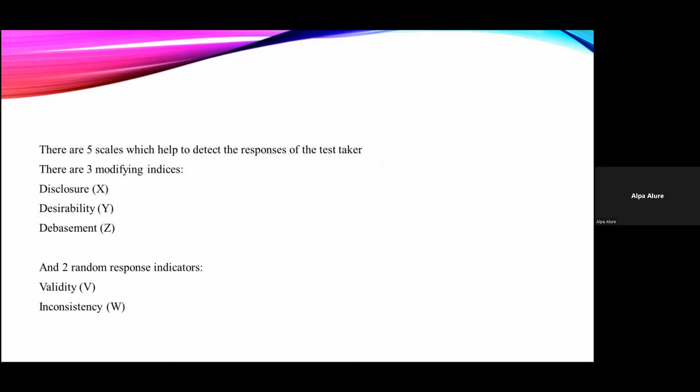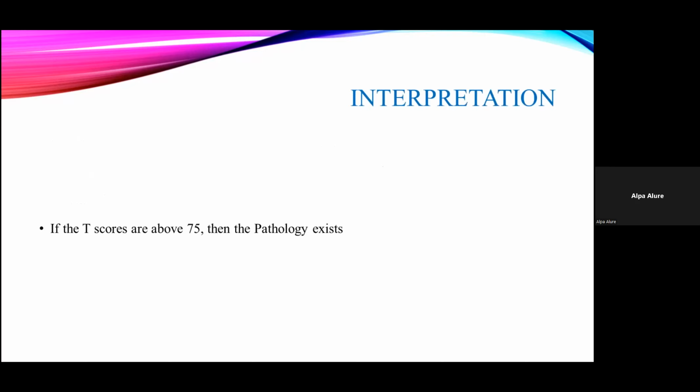So the 5 scales which help us to detect the responses of the test taker, that is the attitude or the validity scale that we talk about, is disclosure, desirability, and debasement. And random response indicators are validity and inconsistency. So on the MCMI, if the T scores are above 75, then we would say that there is some kind of pathology which exists. Okay.